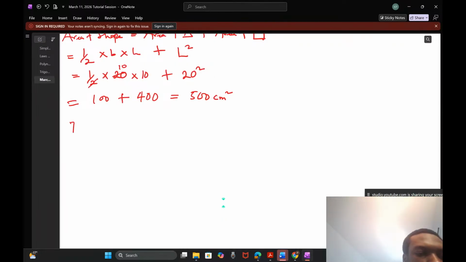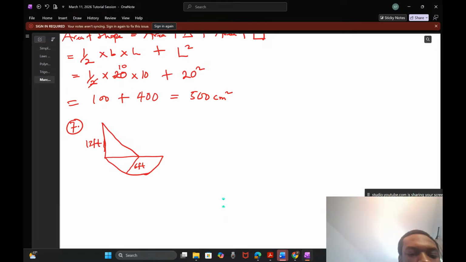So I'll do another one again. So we have a right angle triangle on top of a semicircle. So the radius is 6 feet. Okay. And this side is 13 feet. So if you look at this side, it is similar to the length of the radius. So we can see that this place is also 6 feet. Okay.